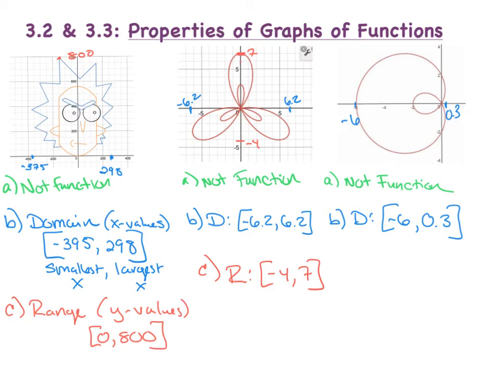And then finally for our rows, for our limacon here, these are so cool. Looks like it starts down here at, let's say, negative 3.5 and goes up to positive 3.5. So our range would be negative 3.5 to positive 3.5.